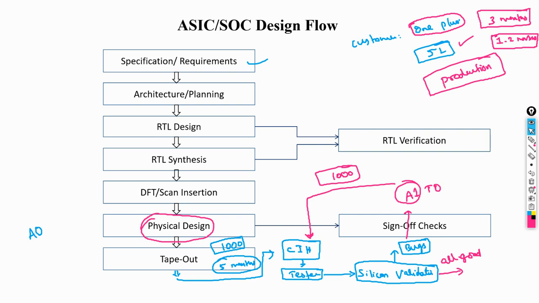Sometimes a B0 tape out also comes into the picture. So what is that scenario? Now B0, see, it is like A0 and A1. Say A0, A1 and all of these are targeted in 7 nanometer.